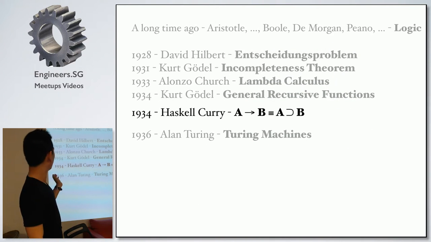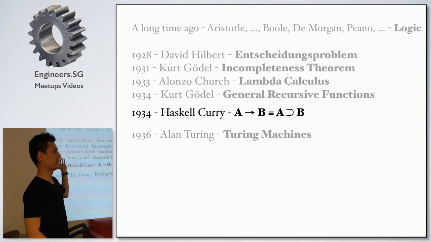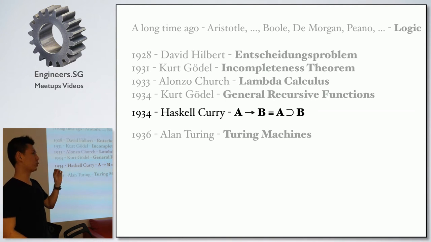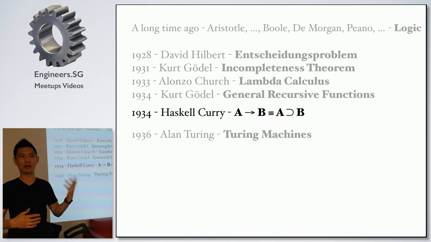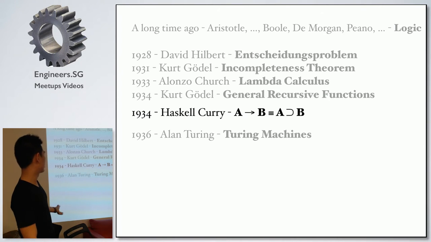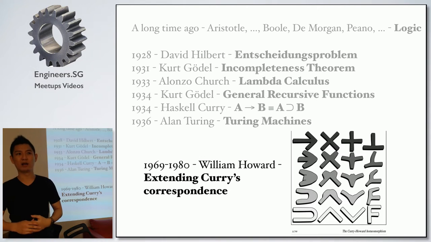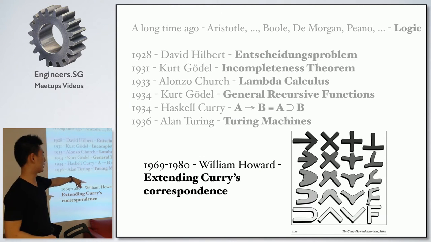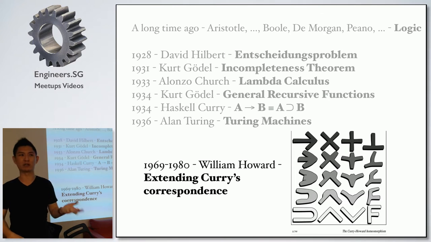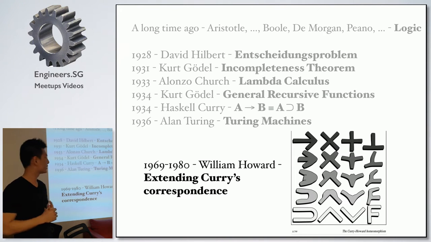Okay, so during that time, Haskell Curry actually noticed this equivalence, where a function that goes from A to B is the same as the implication of A to B. He didn't really explain or elaborate on that, but this other guy called William Howard, who was writing some books on Curry, actually extended Curry's thought from just implications to conjunctions, disjunctions, and various other things, including dependent types.